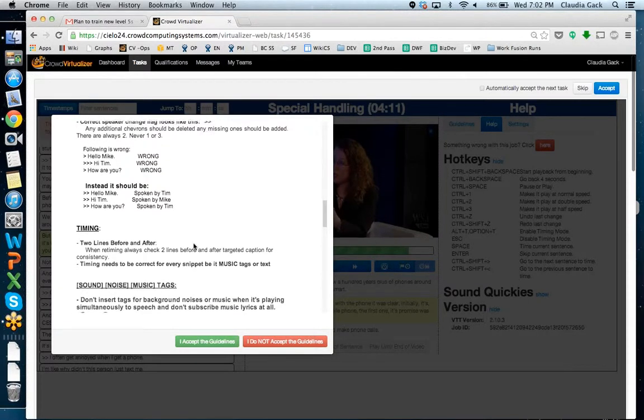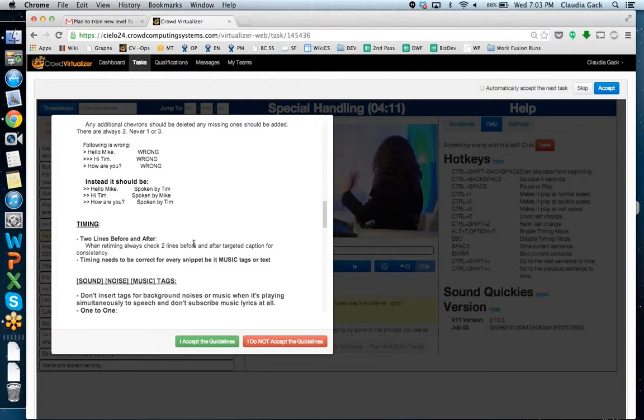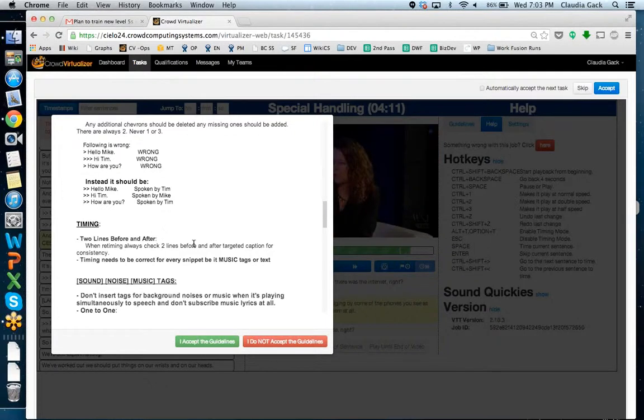Okay, so the next thing here is this is basically like a full text review, but on top of it, we need you to fix all timing errors. This means do not flag it, but fix it, actually. Just like in the timing tool, we need you to fix the timing here right away.